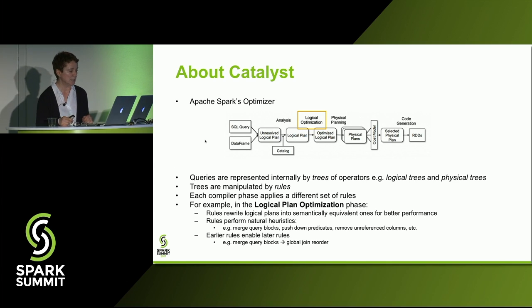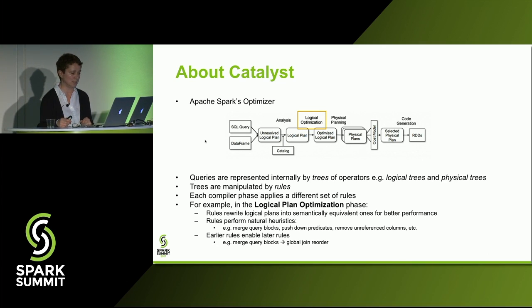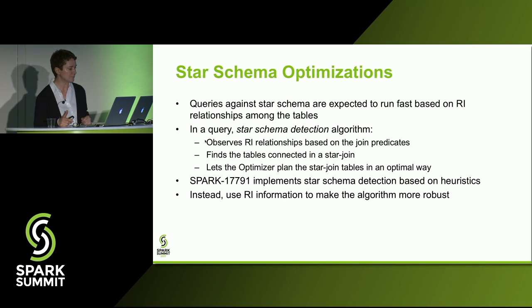For example, in the case of a logical optimization phase, which is the phase where most of our changes are, rules will rewrite logical plans into semantically equivalent ones for better performance. They will apply natural, generally accepted heuristics. And another important fact is that earlier rules will enable later rules. For example, by merging the query blocks, we will enable a global join reordering.